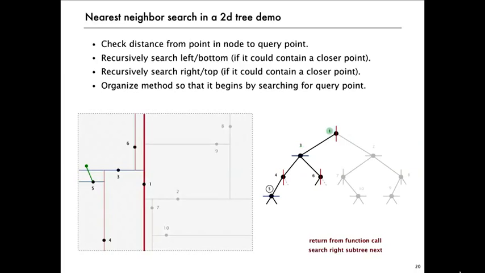And now we search the remaining part and return from there. We now are at 1, supposed to search the right subtree of 1 next, but we can prune that. Nearest neighbor couldn't be in there. So then we're done, and we found that the nearest neighbor is 5.